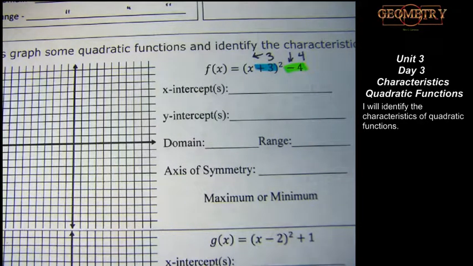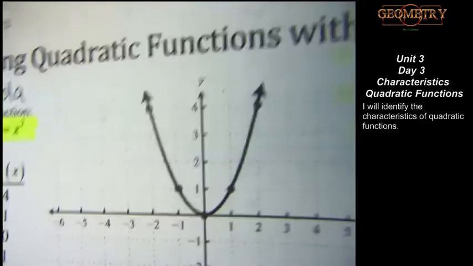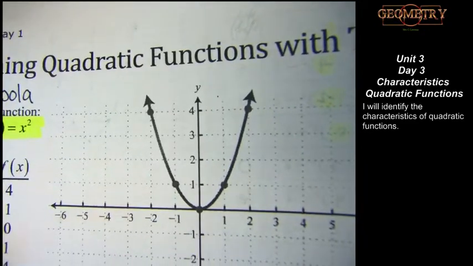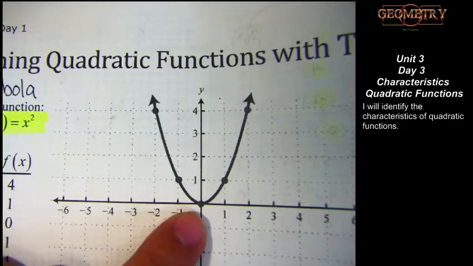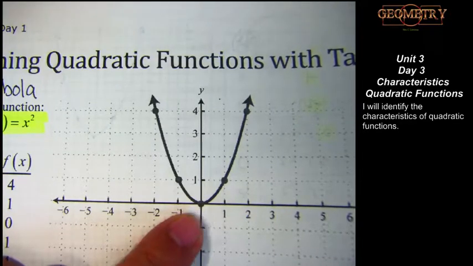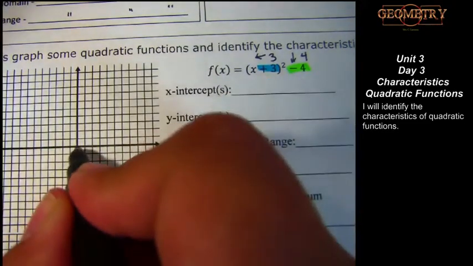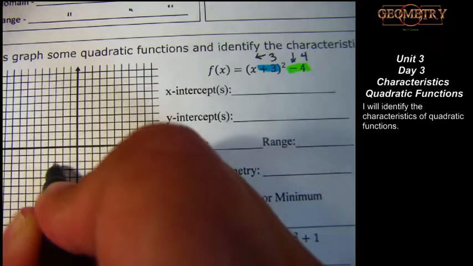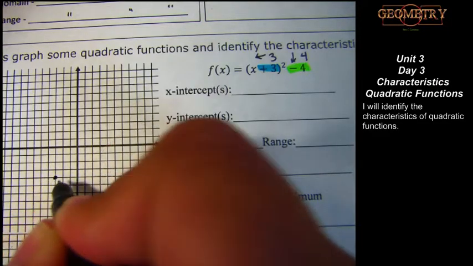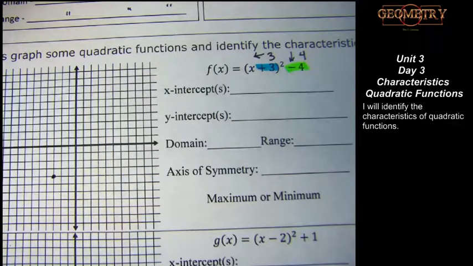Now, if we think about our parent function from day 1, I'm going to flip back real quick to my notes from day 1. This was what the parent function looked like. I'm going to grab this bottom point and move it from 0, 0, 3 to the left and 4 down. 1, 2, 3. 1, 2, 3, 4. And in my pen, I'm going to put a big dot right there to say I'm moving it. That's your minimum value. Yes, it becomes my minimum value.